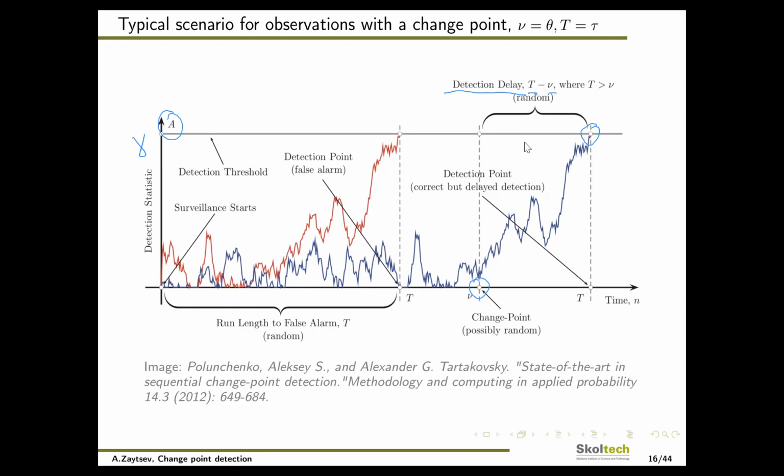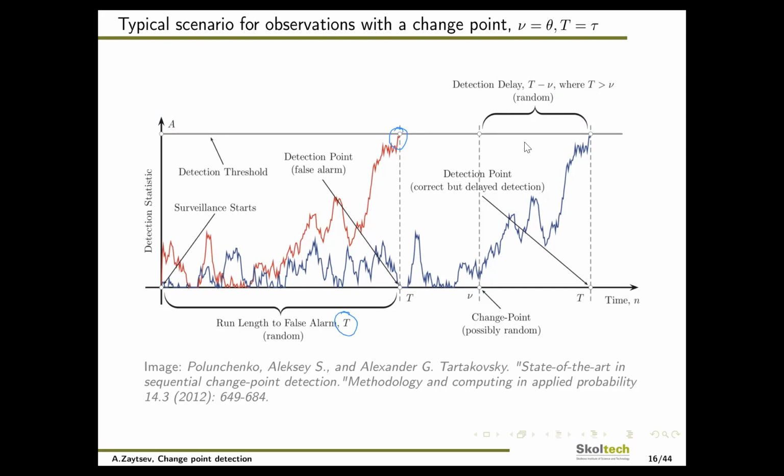So let's look at a normal process, the red curve on the slide. And for this red curve, we see that as we observe something random, at some time point we also see that our statistic will exceed the threshold. And in this case, we can say that we look at the run length to false alarm, capital G.